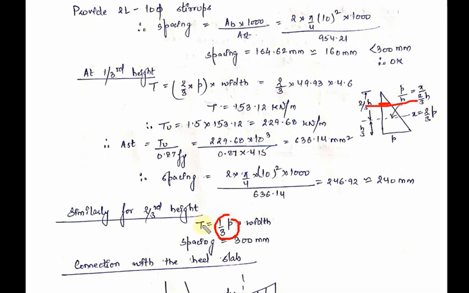So again the value of T will change, and hence TU will change, and hence AST will change, and hence the spacing will come out to be 300 mm. If you go through this procedure again, the value of spacing will come out to be 300 mm.